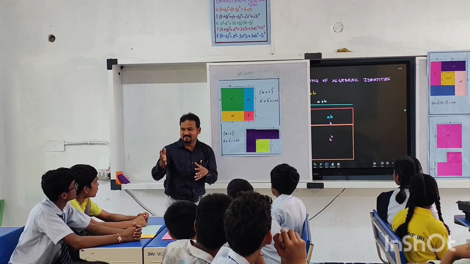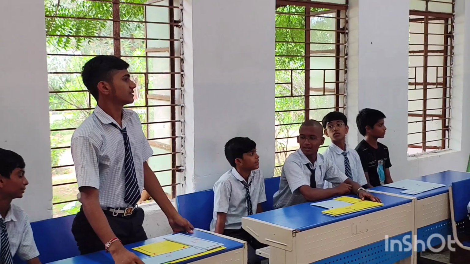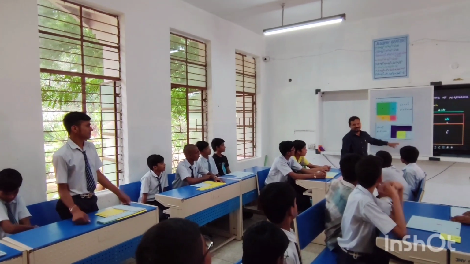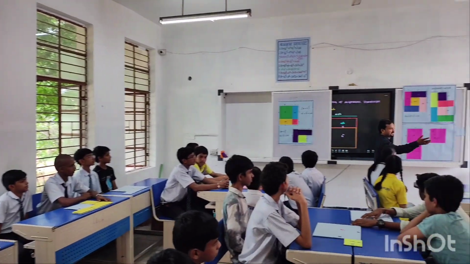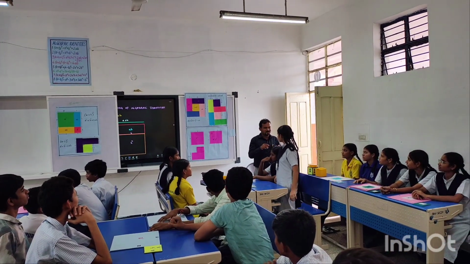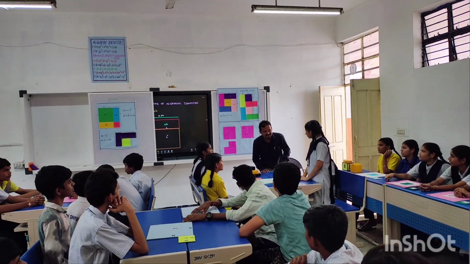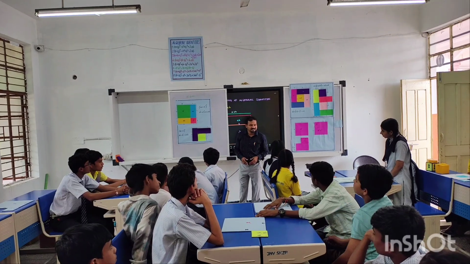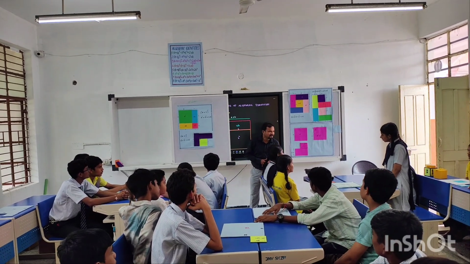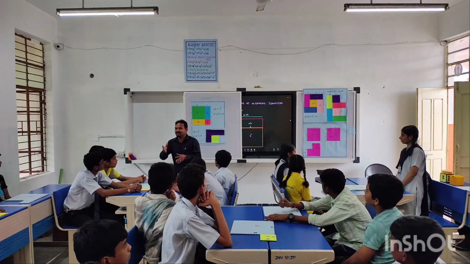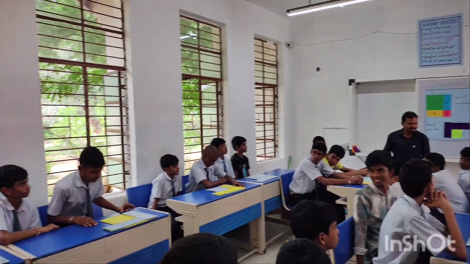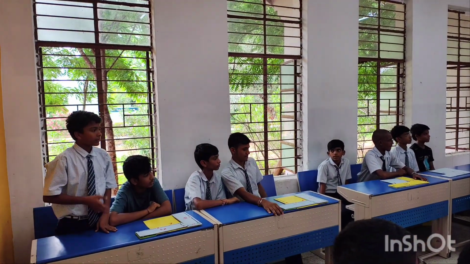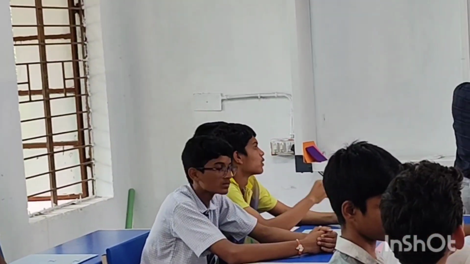Yes, sir. What is its side? a minus b. So what is its area? Tell me. We are left with this. What is the area of this figure? (a minus b) whole square. How did we get it? By subtracting the portion 2ab.